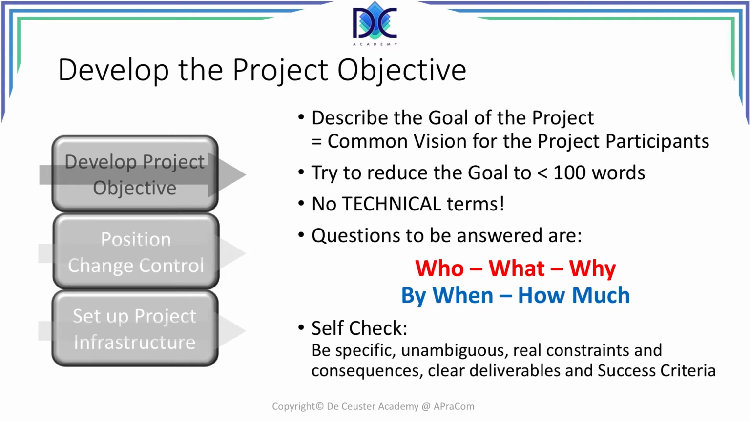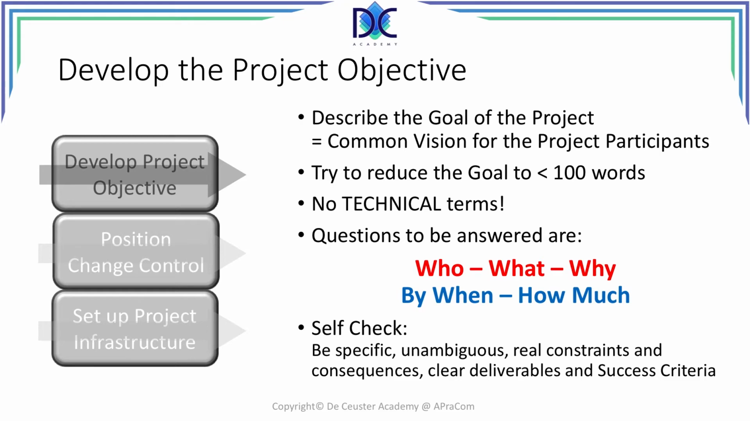We should not make it a very large text. It should be limited to about 100 words, or even less if it's possible. We do not use any technical terms. The questions to be answered in the project objective are: who, for whom is this project? What is the project about? Why do we do the project? By when does it have to be completed? And how much will it cost?